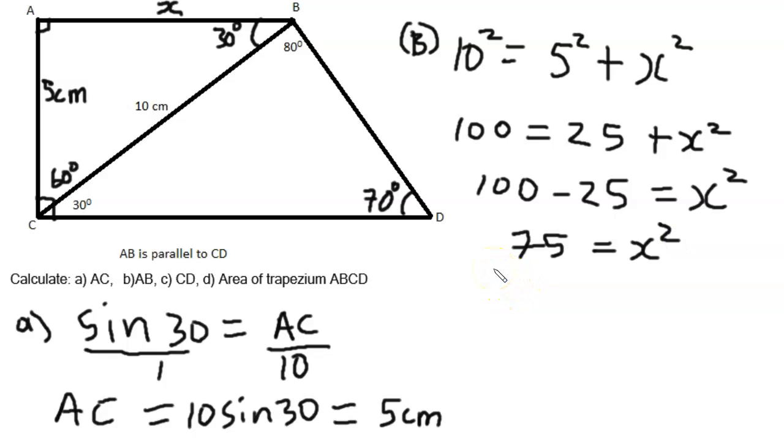What's the square root of 75? Let me get my calculator. The square root of 75 is 8.66. Let me use 8.7 to 1 decimal point. So in other words, the length of this side would be 8.7 centimeters to 1 decimal place.